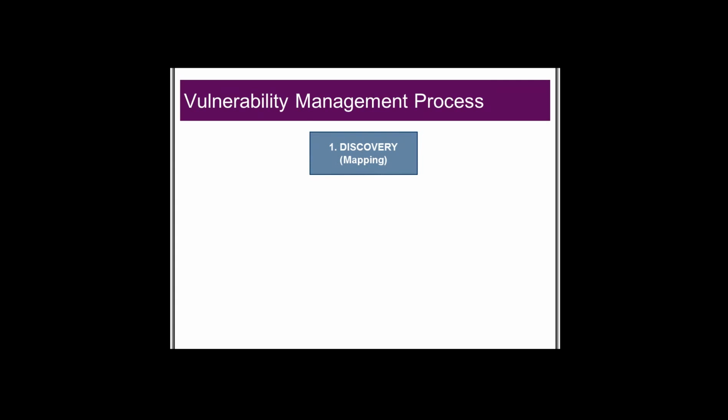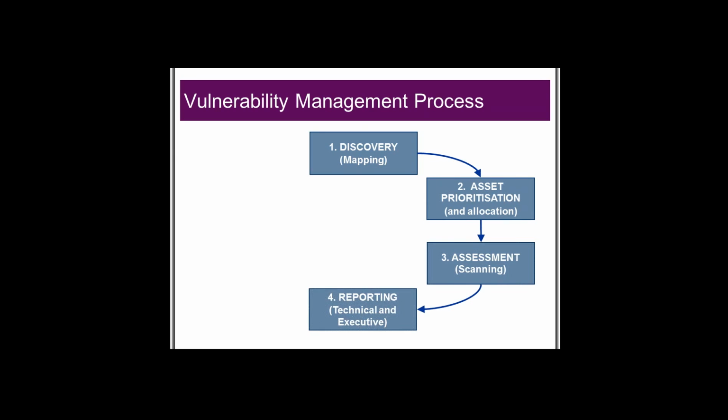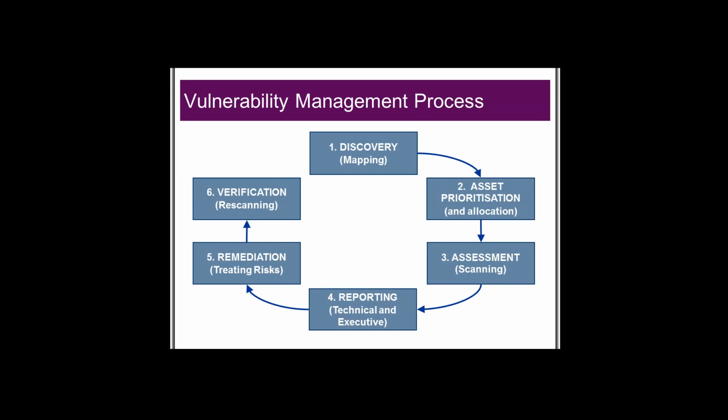Now let's take a look at the process. It has 6 phases. First, we have discovery. I'm going to go deeper into each one of these as we go. We have discovery. We have our assessment prioritization, I misspelled it, and allocation. We have our assessment scanning, reporting, and technical and executive type activities we have to do. I'll talk about that. We have our remediation, and we have our verification, which consists of scanning. Let's look at each one of these.